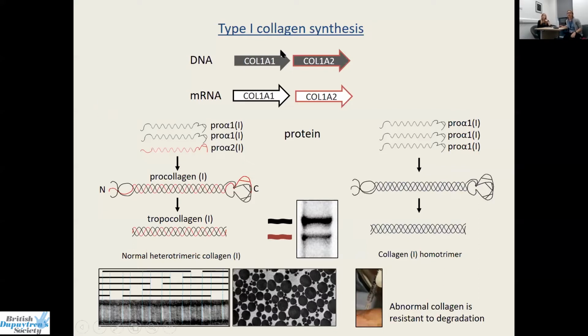Apologies for the complex looking nature of this slide, but essentially type 1 collagen is made from 2 different genes that are in the DNA, so 2 genetic factors. These genes are copied into messenger RNA, which we can measure, and then copied into protein. And normally type 1 collagen is made up of the products of both genes. It's made as a proform, which is then converted to a slightly smaller molecule, and then hundreds or thousands of these molecules come together to make a collagen fibril.